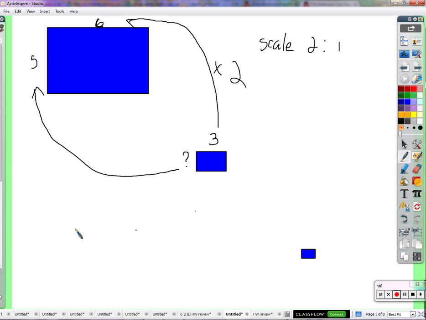So like 2 times, I was about to write pi for some reason, 2 times this question mark side should come out to be 5. And so that number would have to be 2.5 times 2. Again, I'm trying to write pi. That is the relationship between similar figures. Every correlated side needs to be just as many times as big as any other correlated side.